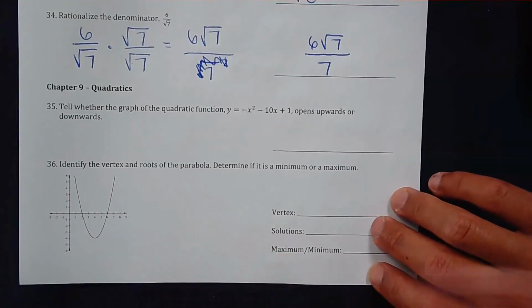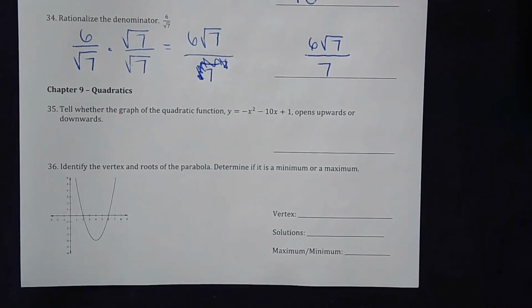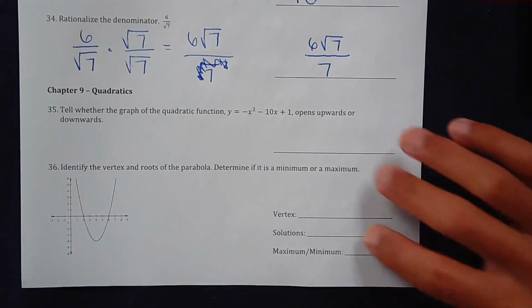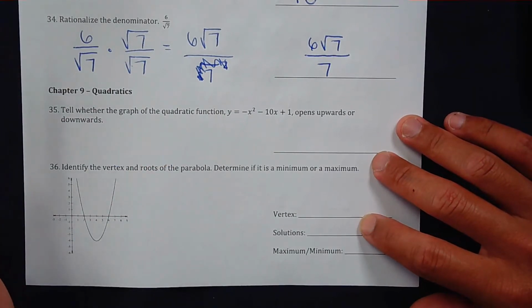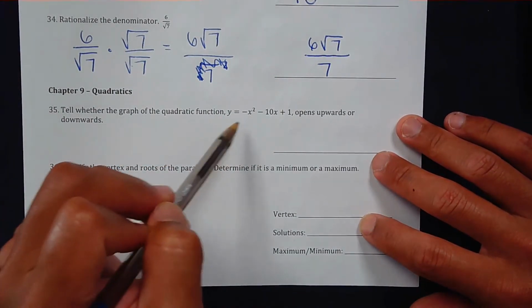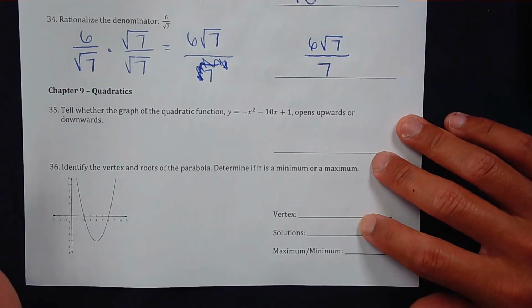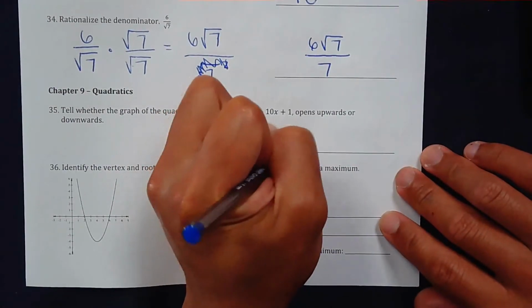All right, 35. Whether this opens upwards or downwards. So if you remember, if our A is positive, it goes up. If our A is negative, it goes down. So our A value is -1, so it goes downwards. So we just write downwards.